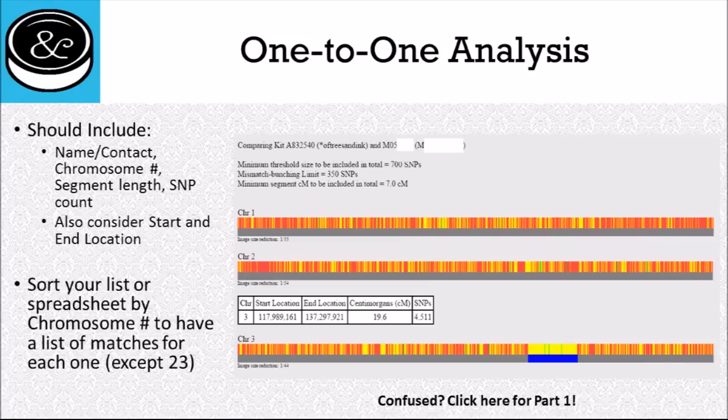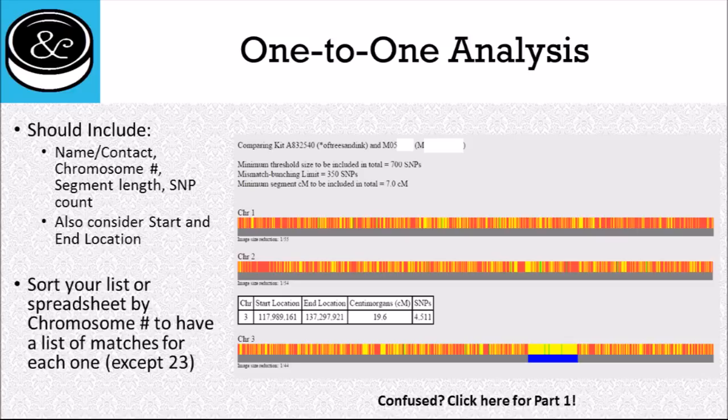So the one-to-one analysis, when you perform it, this is what it's going to look like. If you have the chromosome graphics turned on, these bars are going to show up. And if you look down here where you see the blue bar with the yellow and the green, this is what a DNA match looks like on the one-to-one analysis. So for this individual, I match them on chromosome 3. When we measure DNA segments in genetic genealogy, we measure those segments in centimorgans. It's the length of this segment, and this one is 19.6.